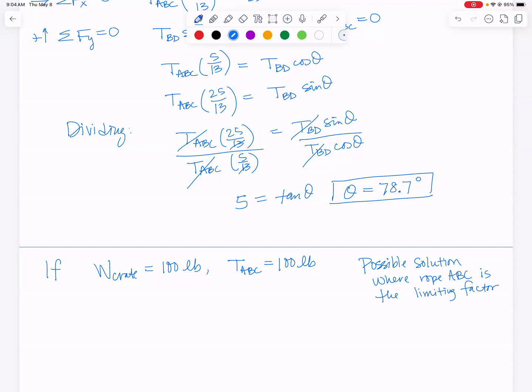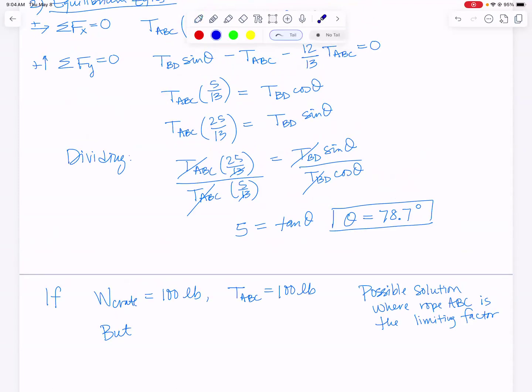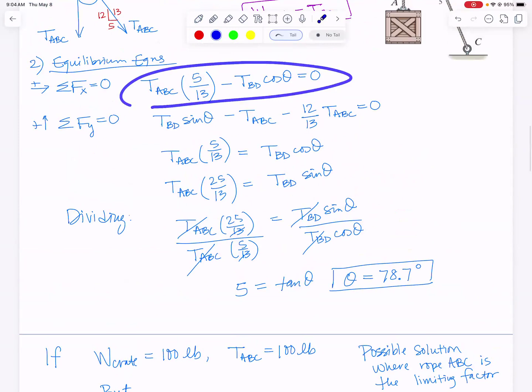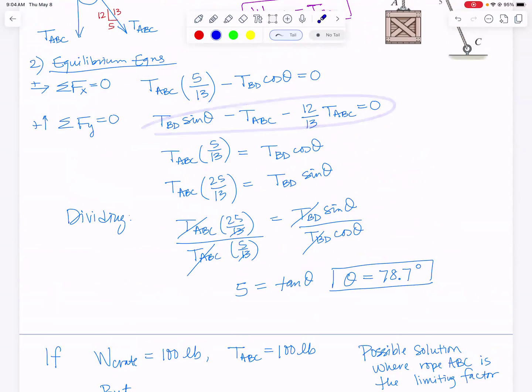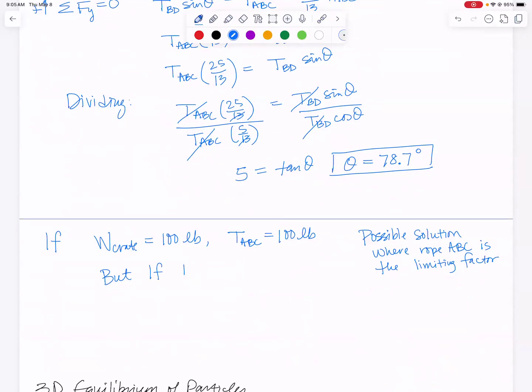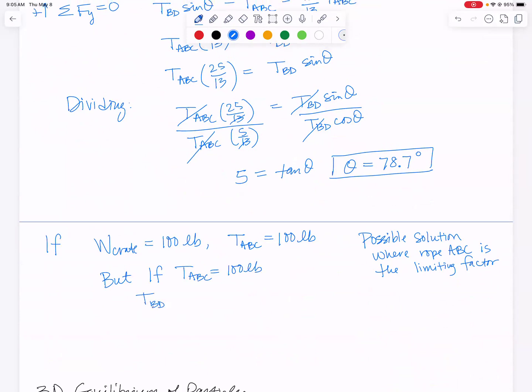But what I want to check is we have an equation that relates T_ABC and T_BD. We actually have 2 of them. I can use either my X force equation or my Y force equation, or the simplified versions of them. Let's plug in that T_ABC with that theta and solve for T_BD. So if T_ABC is 100 pounds, one of my equations says T_BD cosine theta equals 5/13 T_ABC. Plugging in the 100 pounds and the 78.7 degrees, that gives me T_BD would be 196 pounds. So this would fail. So that is not the answer.